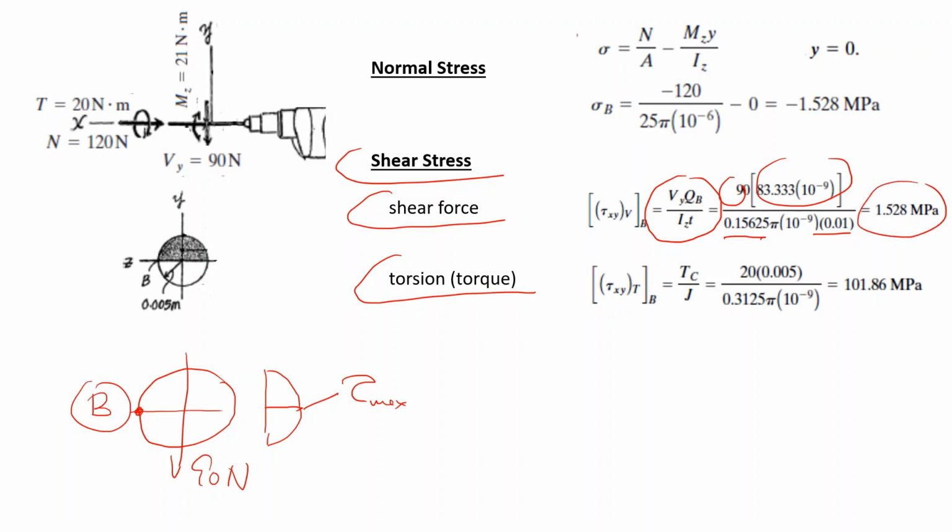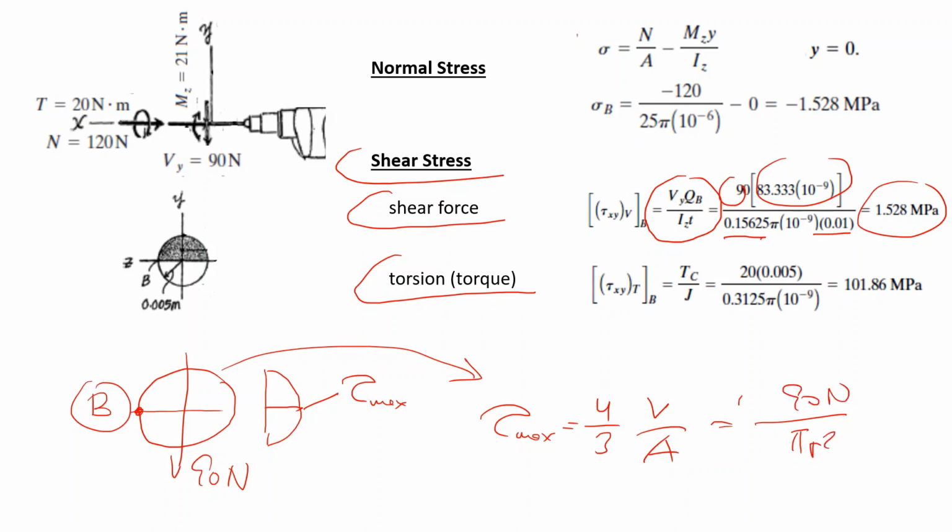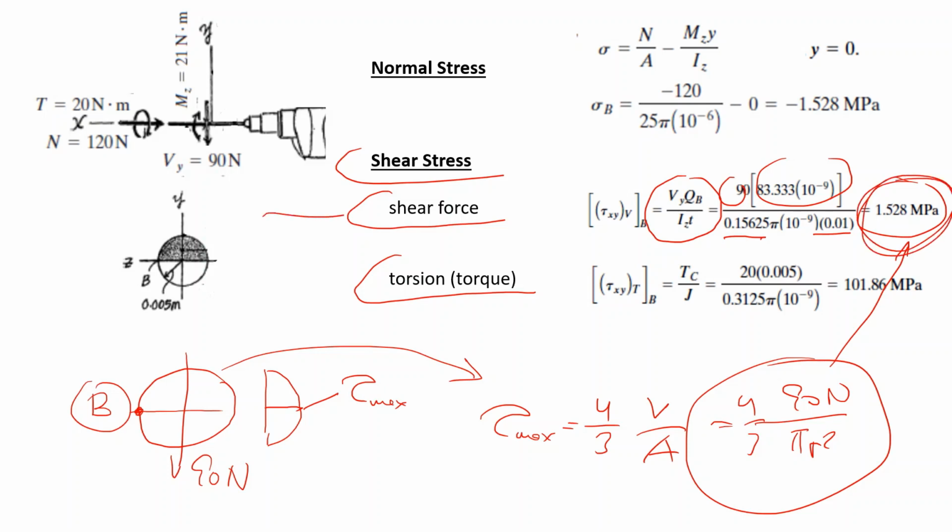But I also remind you, for a simple section like a circular section, you can use for the tau max value 4/3 V over A. A is your area, which is pi r squared, and V is your 90 newtons. If you do this calculation, you will end up with the same result. Okay, this is the shear stress due to the shear force of 90 newtons.